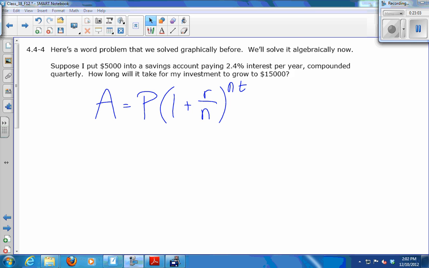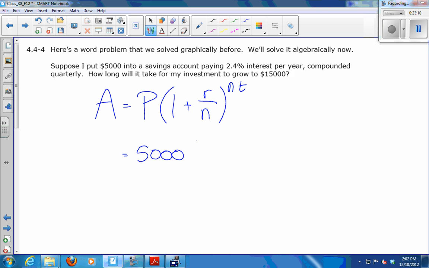Let's go through it together. So I'm going to start plugging the things I know in here. My principal is $5,000. R is my interest rate as a decimal, which is 0.024. And n is the number of times I compound per year. If I'm compounding quarterly, that would be 4 times. To the nt, so it would be 4t, leaving t as the variable because I'm solving for how long until I get $15,000 in the account.